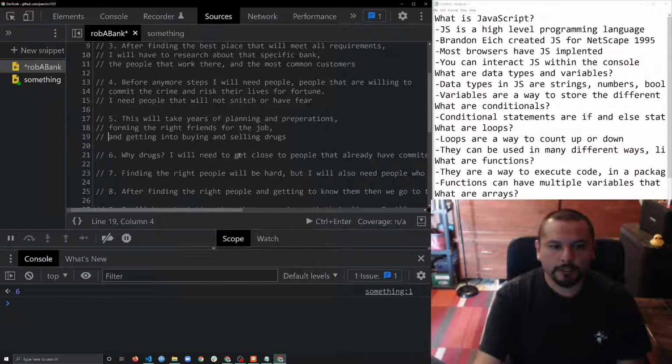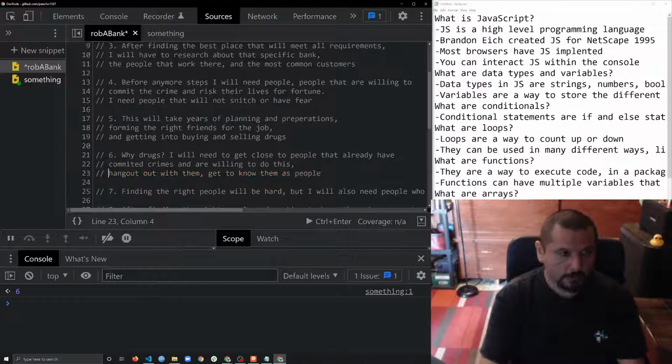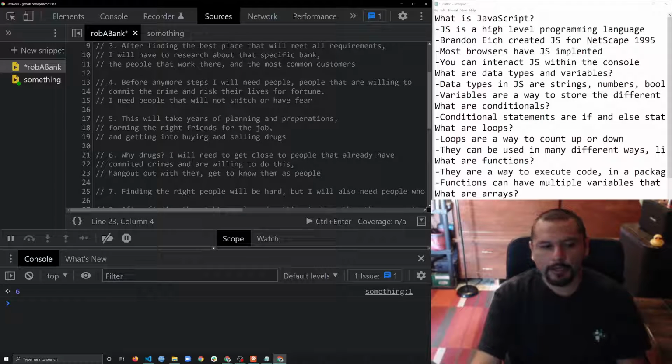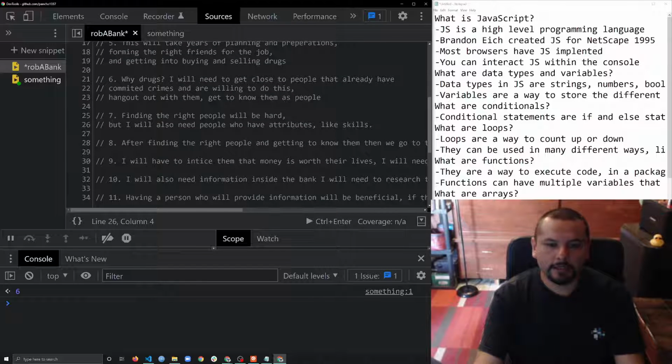Why drugs? I will need to get close to people that already have committed crimes and are willing to do this. Hang out with them to get to know them as people. Yep, once again, I think I was getting a little bit ahead of myself. But this is the right type of people that he wants to target because they are more than likely the people that will be willing to rob a bank, as opposed to somebody that you find maybe in the church or something. Finding the right people will be hard, but also need people who have attributes like skills.